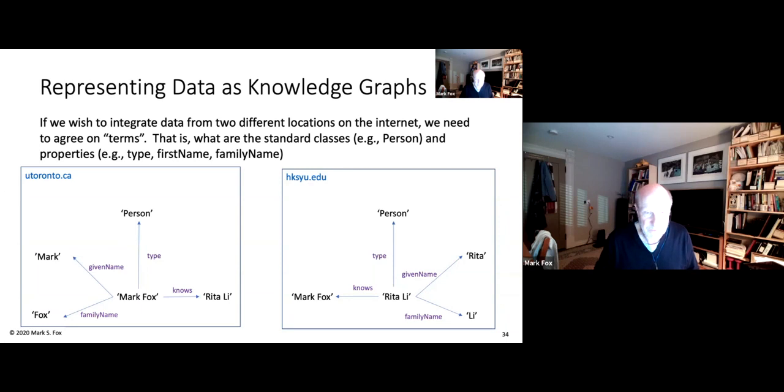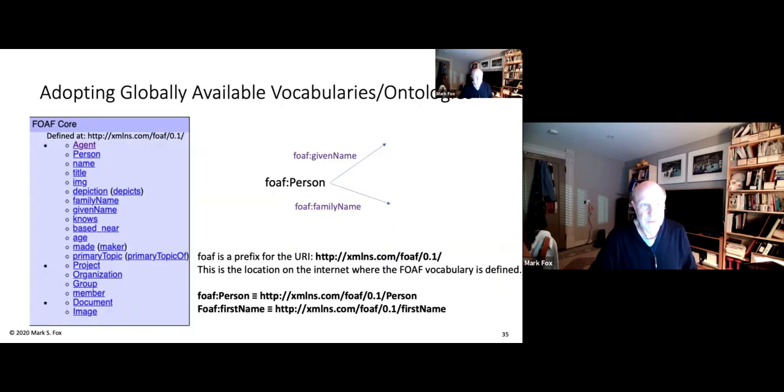But that can be a faulty assumption. Even if Rita and I agree, whoever then takes over the maintenance of that database may not understand what each of those properties mean. Maybe they're not a very good English speaker. And so their interpretation of given name or family name may not be the same as my interpretation, and the use of those properties will be different. So what do we do? Well, the next step for the semantic web is to adopt globally available vocabularies and ontologies.